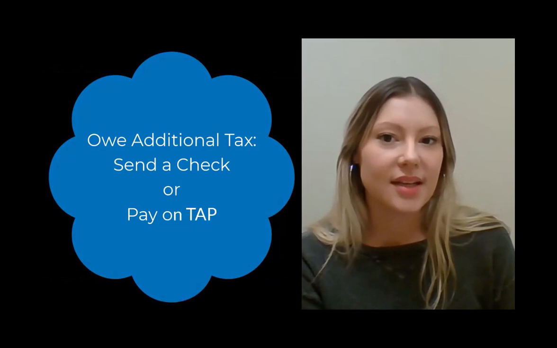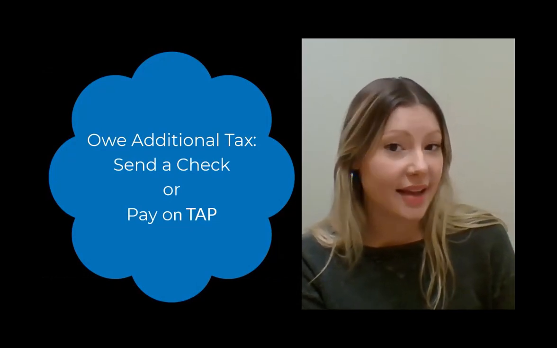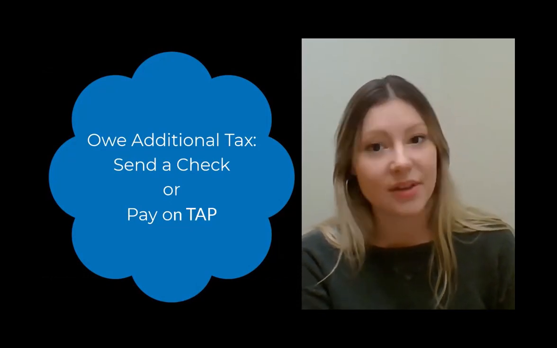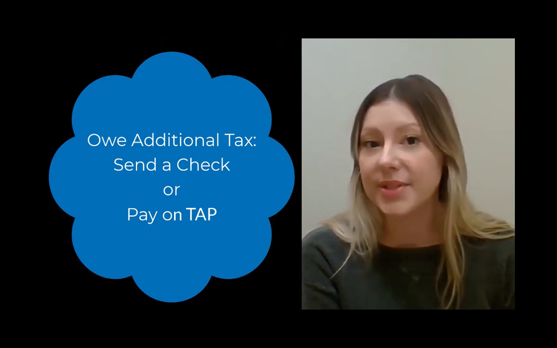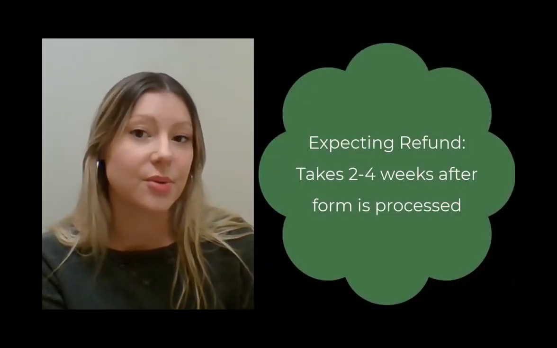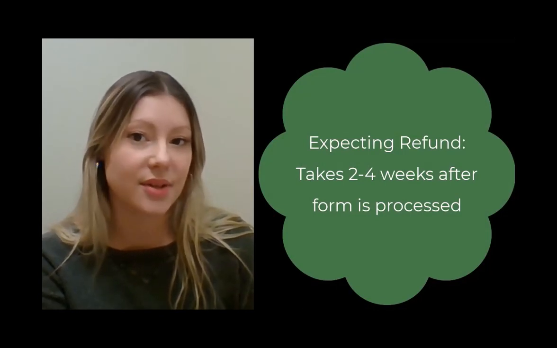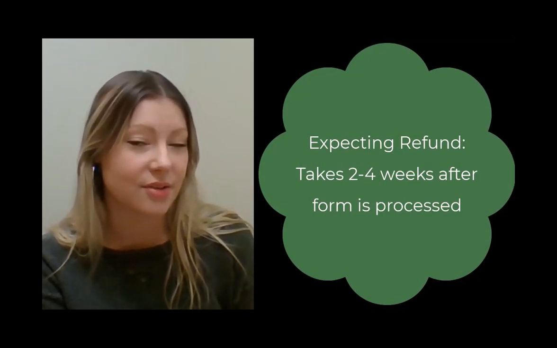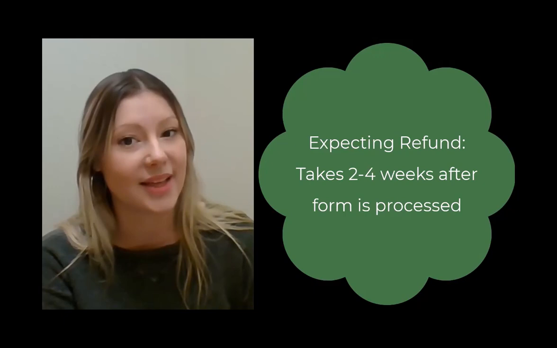So on your amended, if you owe additional amounts of tax, you can send in a check with your amended form, or you can use our website to make your additional payment. If you are expecting a refund due to an overpayment, you can send it to us, and once it's completed processing, you'll see that refund in about 2 to 4 weeks.